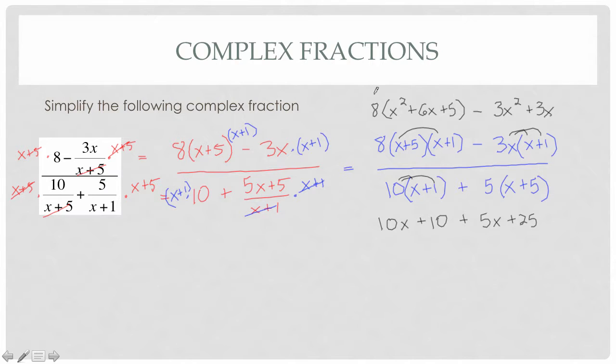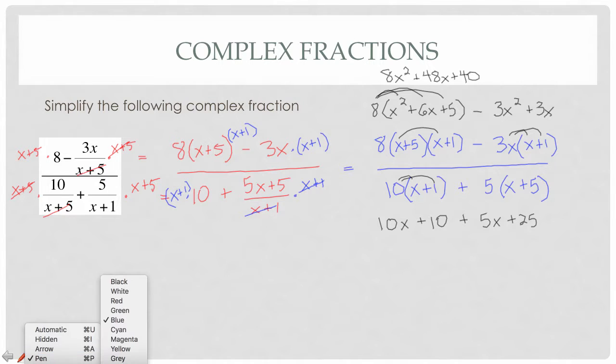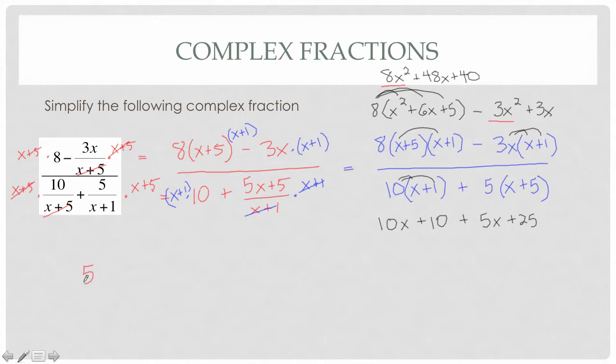And I need to do one more little bit. I need to distribute this 8 up here to get 8x squared plus 48x plus 40. Now we can do some adding, subtracting, combining like terms in both the numerator and denominator. So let me switch back to red. So in the numerator, I've got 8x squared, but I've got a minus 3x squared. So the net effect is to have a 5x squared.